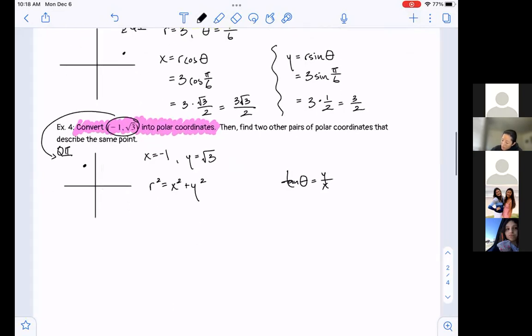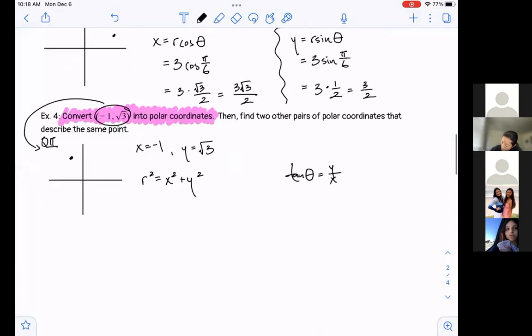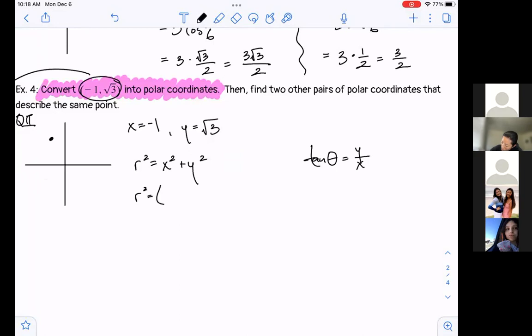So let's plug in the values we have. R squared will be -1 squared plus root 3 squared. Do a little bit of mental math for me. What does r squared give us?